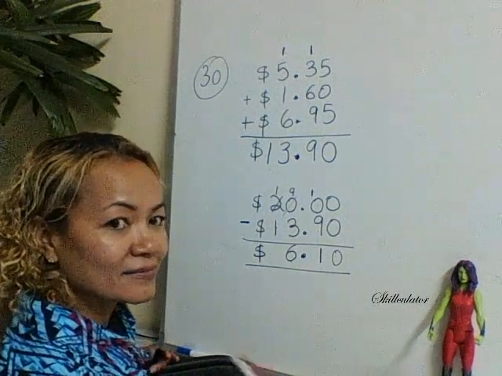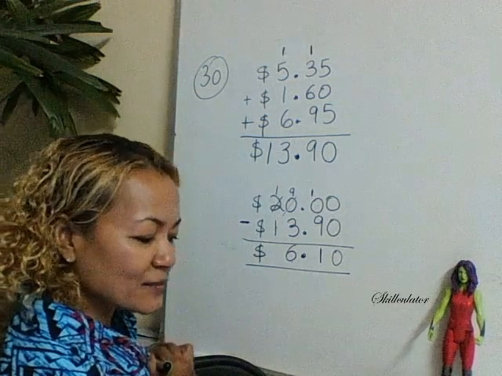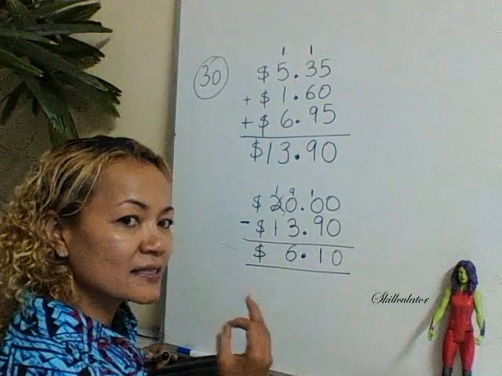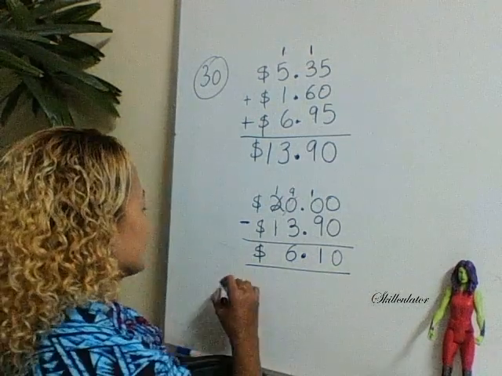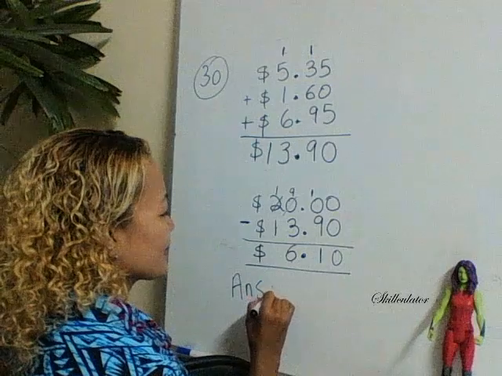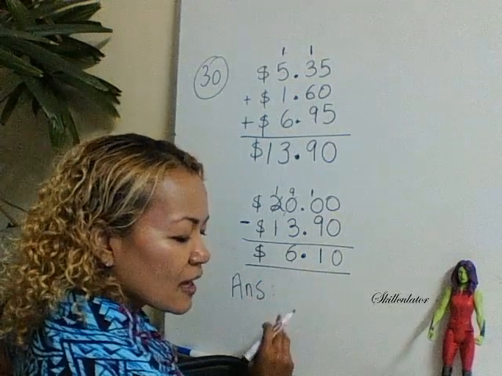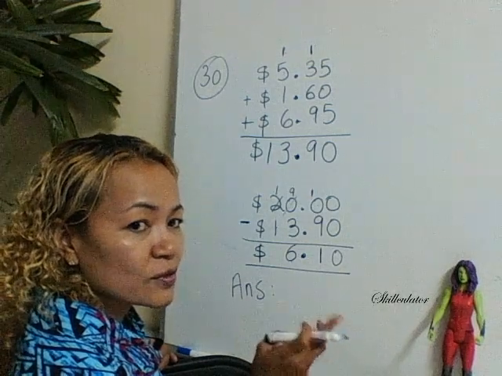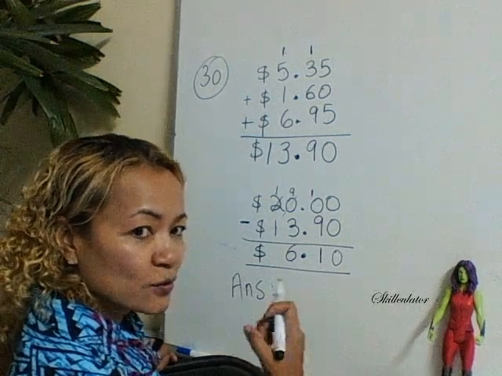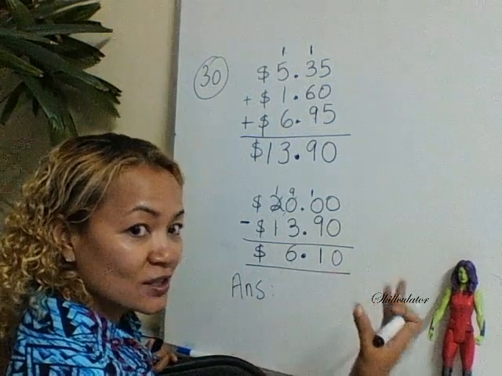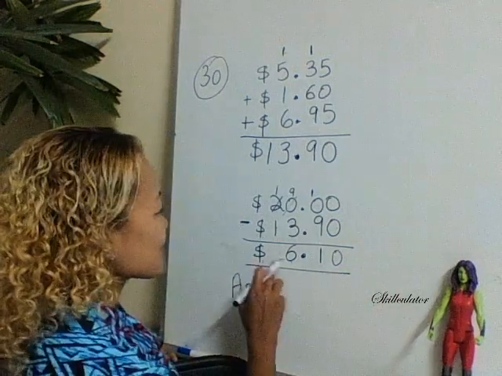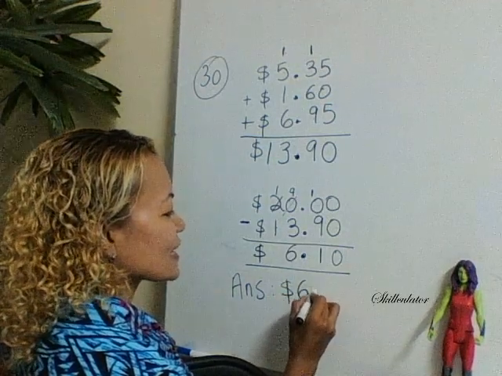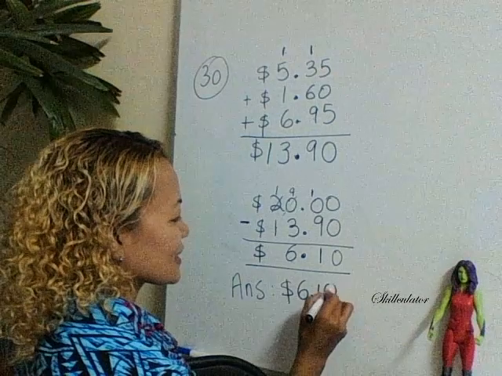Did you get that? Let's read the question again to make sure we're answering exactly what is being asked. What change would he get from a $20 note? So change, so we're talking about money, so we have to mention the number of dollars. And the answer we have here, $6.10.